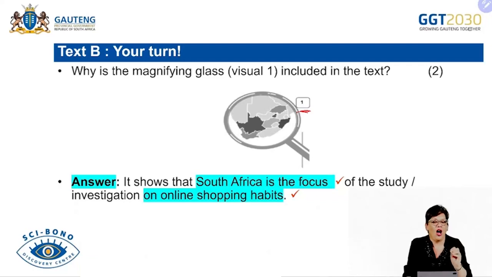Focusing on online shopping. Now, this is a really important skill. Always answer in full sentences, and always make sure you've given me all the information I want. Now, remember, the mark allocation was 2, which means I had to get 2 different facts included here.